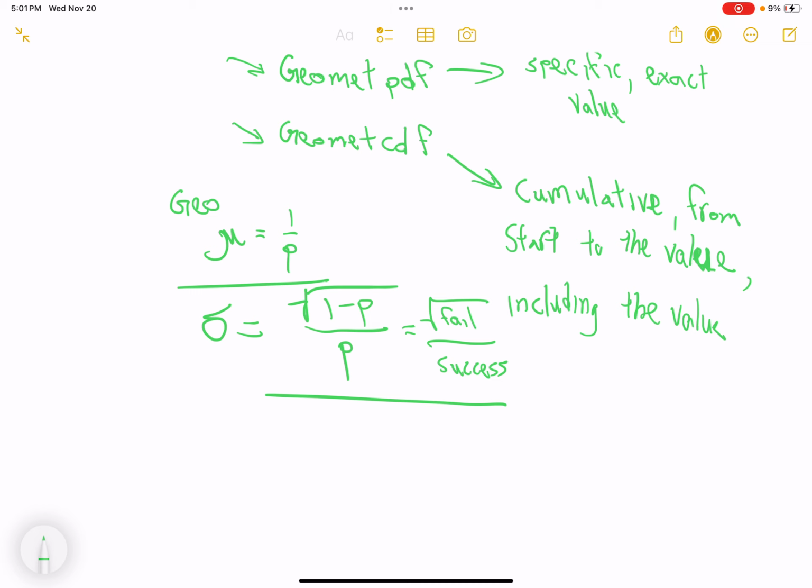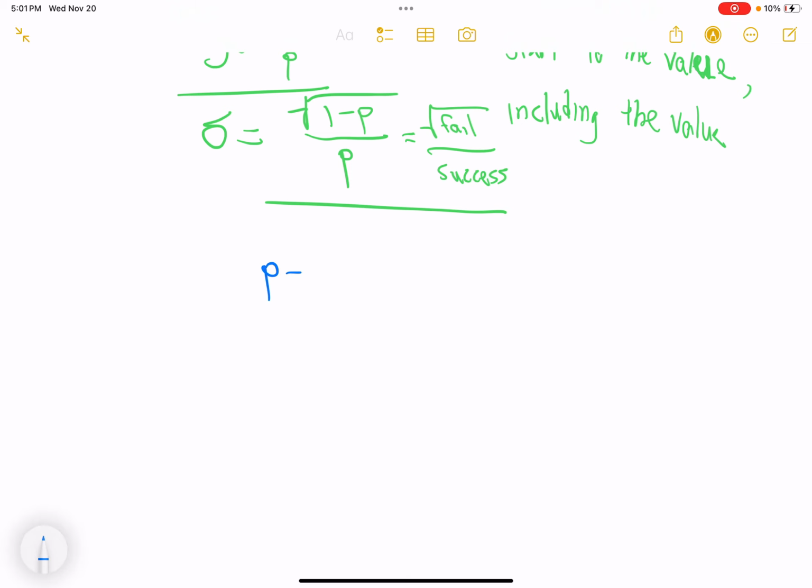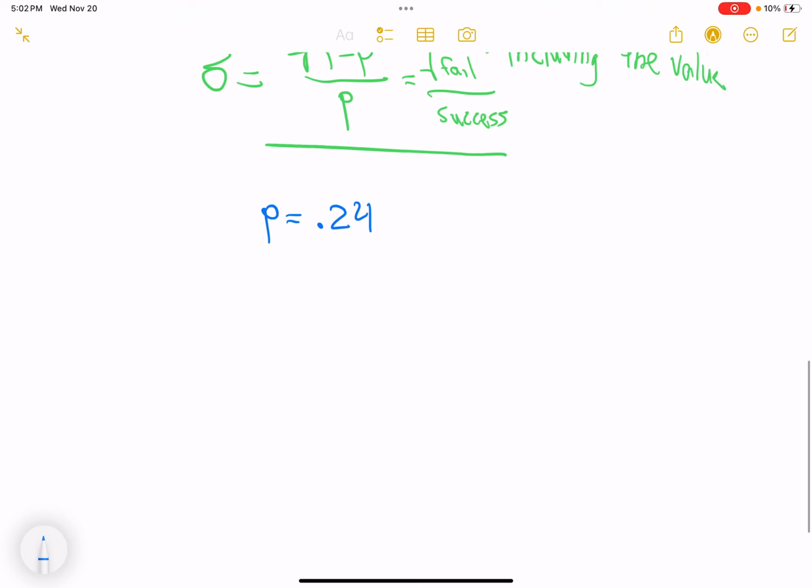Okay, research suggests that about 24% of 12-year-olds in the United States can pick out the state of Colorado on a map. Okay, let's go with blue. So we have a probability, it's consistent, 0.24 of 12-year-olds, right? Question A.